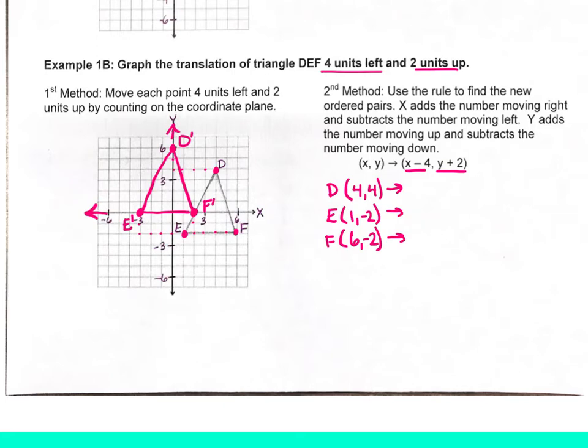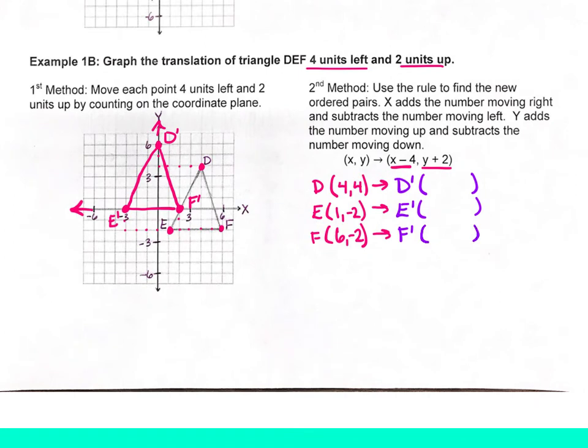And I'm just going to follow the rule. Sometimes it's easiest if I go through and I do all my x's first and then my y's, because they have 2 different rules. So I think I'm going to start with my x's. I'm going to take every x and subtract 4. This x, 4 minus 4 is 0. This x, 1 minus 4 is negative 3. This x, 6 minus 4 is 2.